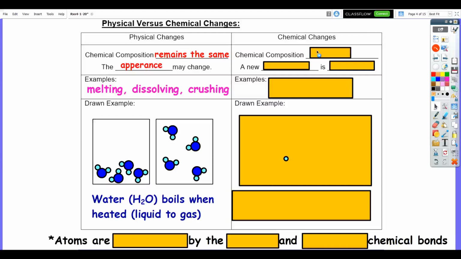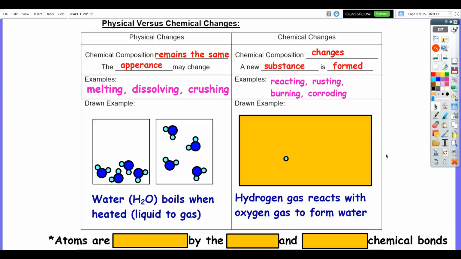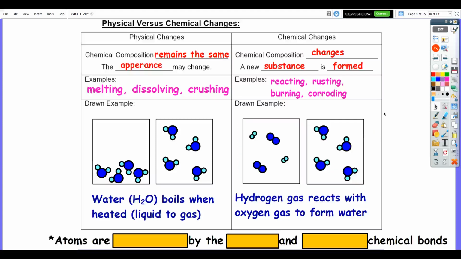But in a chemical change, the chemical composition changes. An entirely new substance is formed from what was there before. So this is all chemical reactions: rusting, corroding, neutralizing, decomposition are all examples of chemical reactions. So my reaction here is a fun one. It's hydrogen gas reacting with oxygen gas to form water. This makes quite an explosion.